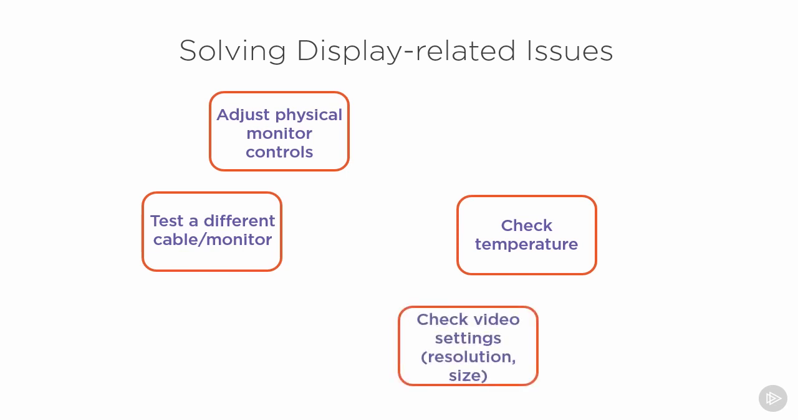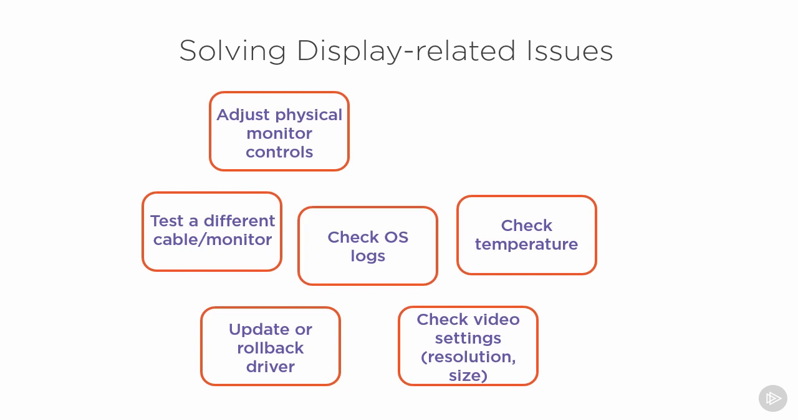We need to check our video settings. Maybe we've set the screen resolution or the size of fonts to a point where it's partly off the screen, and so we can't see everything. We should also consider problems with drivers. Again, we can look at our update history, and we can update or even roll back drivers that are problematic. Checking operating system logs is your best bet to see if something has been happening as a recurrent pattern, or when exactly it happened, because log entries are date and time stamped.